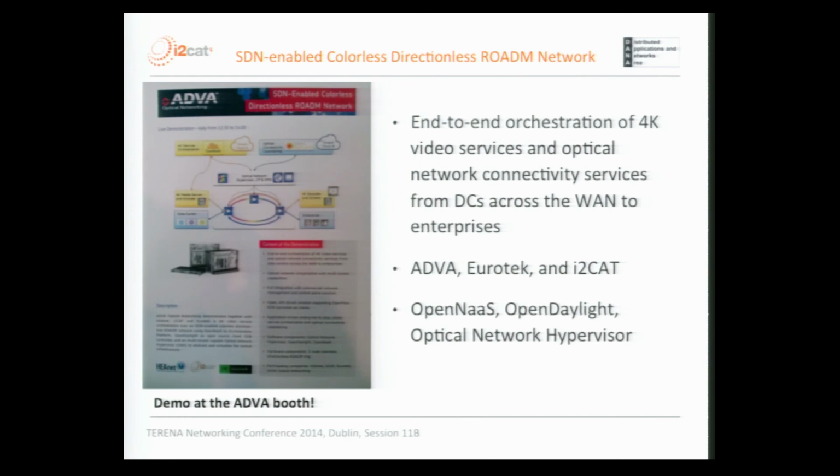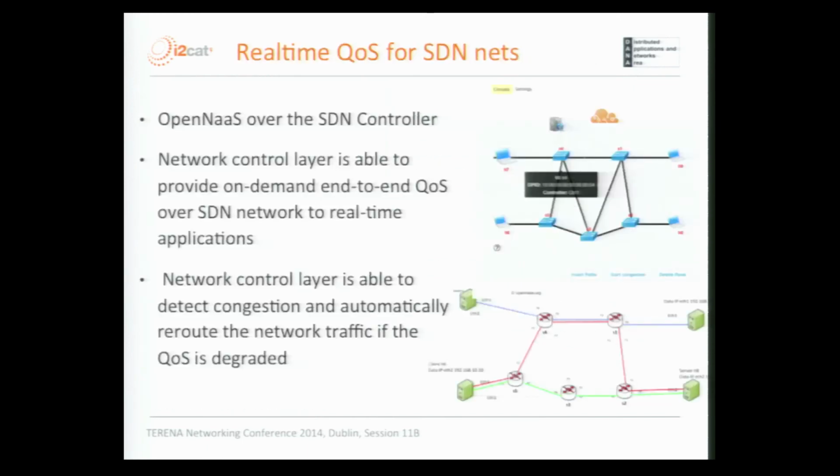OpenNaaS is using the hypervisor of ADVA to abstract the OpenFlow network and configuring them as a function of the encoder of Eurotech. So whenever the encoder wants to transmit video, it sends a message to OpenNaaS, and OpenNaaS is responsible for managing all the network, right? And if you come to the booth, you will see that the video is running successfully.